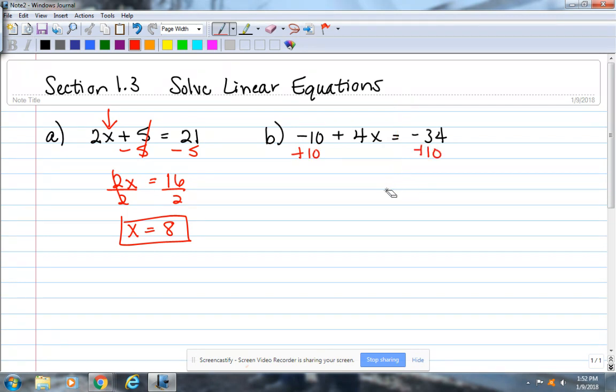I'm going to erase my line. If you like your lines there for your equations, that's perfectly okay with me. So I've got 4x equals what? What's negative 34 plus 10? Very good. I divide both sides by 4, and x equals what? Yeah, negative divided by positive is a negative 6. So watch out for those pesky little negatives. But very good job. Appreciate it.